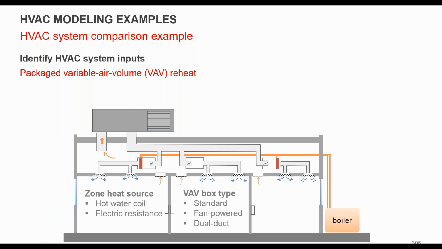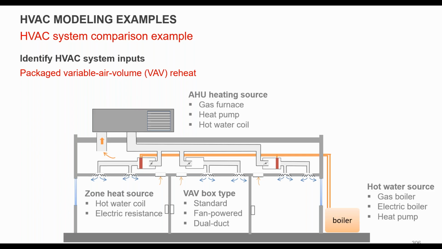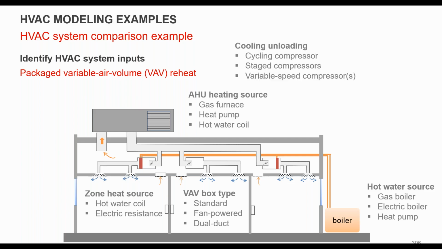And then the zone heat source. In this case, we have it as a hot water, but it could also be electric, right? Or you could have heat pumps. We're seeing some that are being able to produce higher temperature water that works as reheat. And then your main air handling unit likely will have a heating coil as well, depending on where you are climate zone wise. But again, you could characterize that as furnace heat pump or a hot water coil.